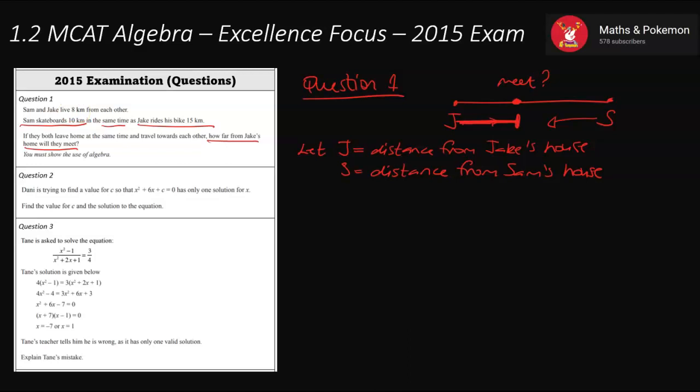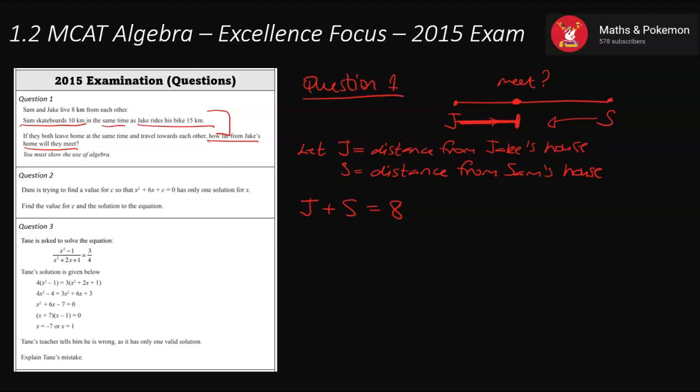The first bit of information I can see is that 8 up there. The distance from Jake and the distance from Sam comprise the total distance from Jake to Sam's house, so they must equal 8. So the distance Jake travels plus the distance Sam travels must be equal to 8. The next one's a bit trickier. That's that middle sentence there: Sam travels 10 kilometers on a skateboard at the same time Jake travels 15 kilometers.